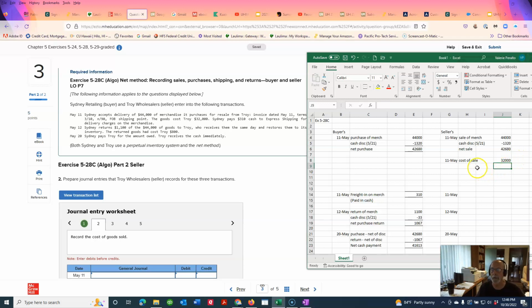Now, because the discount relates only to the sale at selling price to the buyer, it has no bearing with respect to the cost of the merchandise sold. So that remains at $32,000. Let's take these rows out of here.